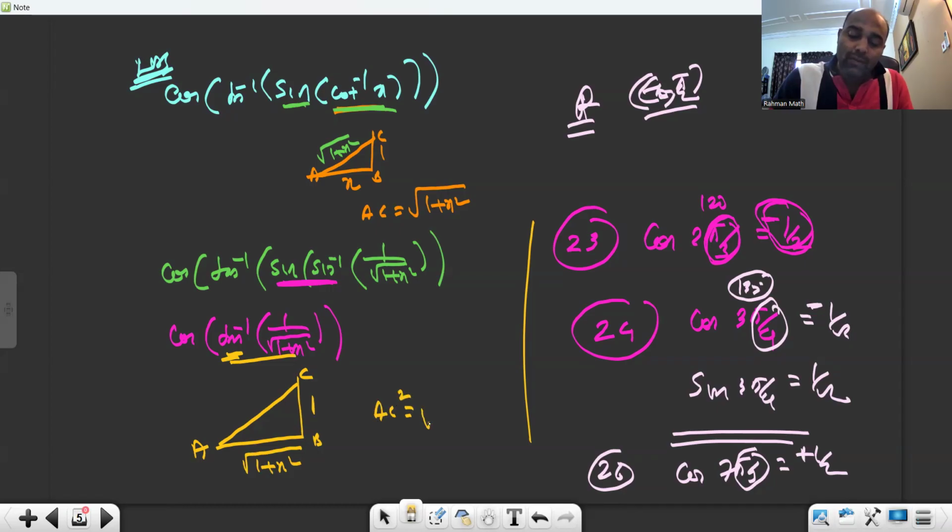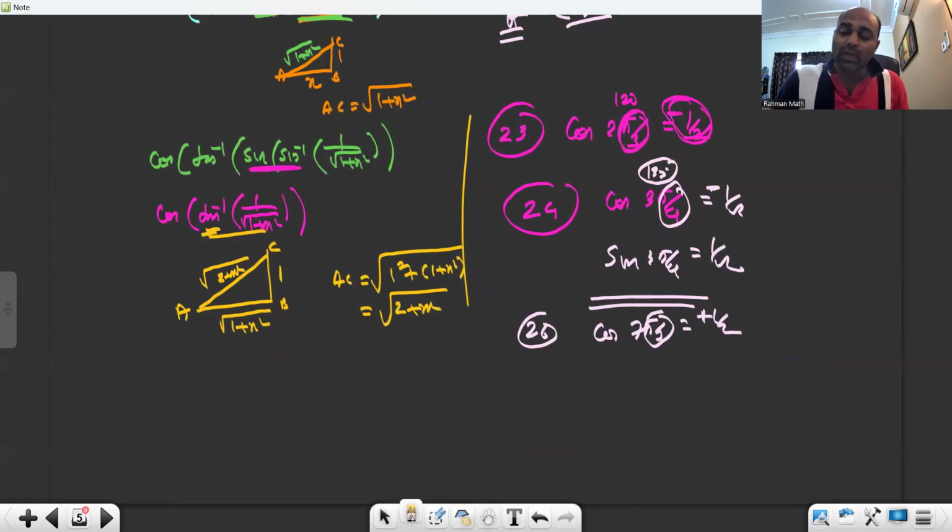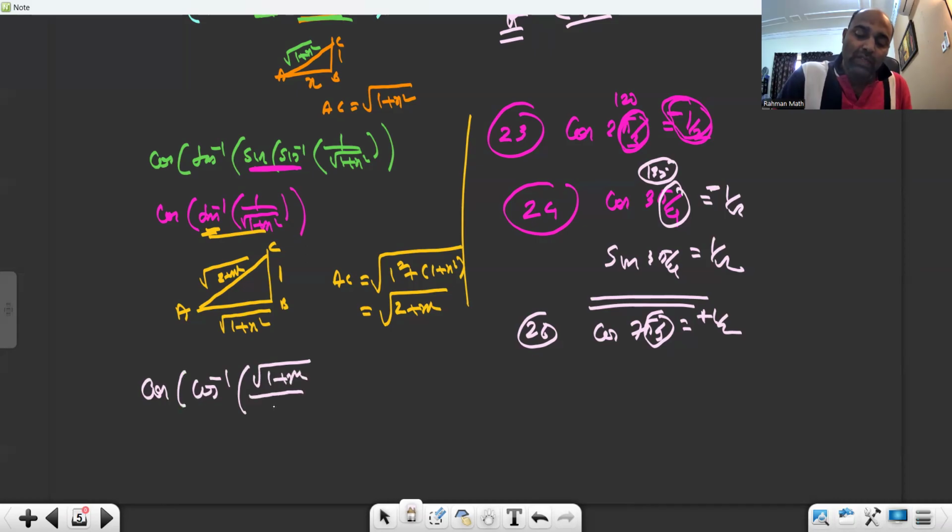Apply Pythagoras theorem. AC equal to root of height square plus base square. So you'll get root of 2 plus x square. Any doubt, when you come to the next class you can ask. Any basic doubt also, anyone can ask when you're coming physically. So cos inverse, what is the definition? Root of 1 plus x square by root of 2 plus x square. This cancelled. So you got root of 1 plus x square by 2 plus x square. This is your RHS.